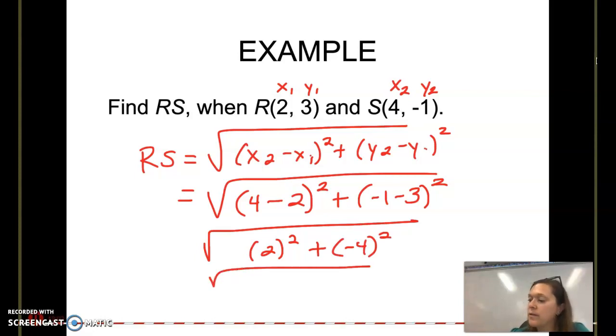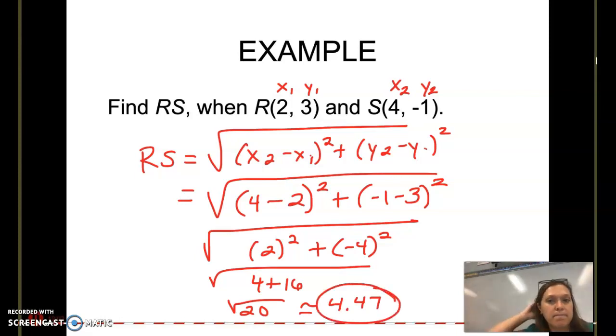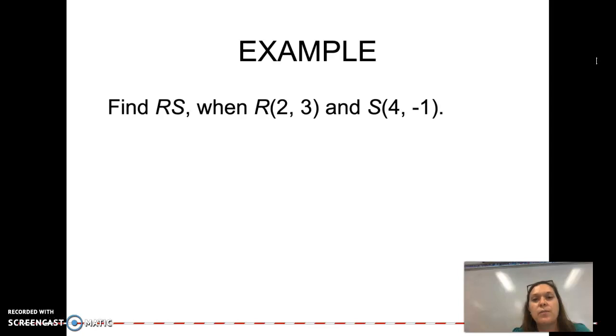Keep going. 2 squared is 4. Negative 4 squared is 16. Be careful if your calculator is lying to you and telling you that it's negative 16. Whenever you square a positive or a negative number, you get 16. 16 plus 4 is 20. So now on my calculator, I'm going to do the square root of 20, which gives me, if I do 2 decimal places, 4.47 would be our distance. Okay? Try to round your answers to 2 decimal places. I forget if the book asks for 2 or 1, but go to 2.